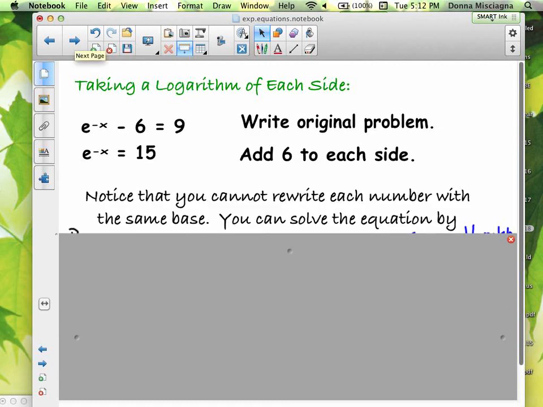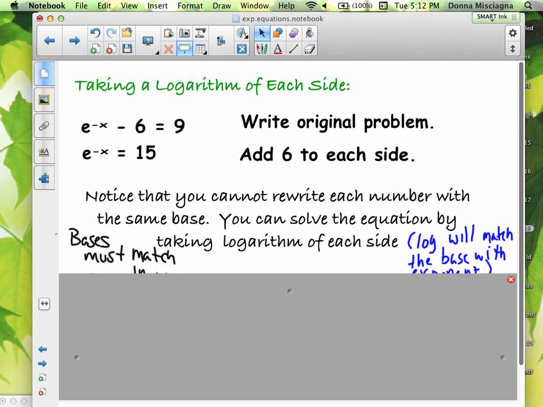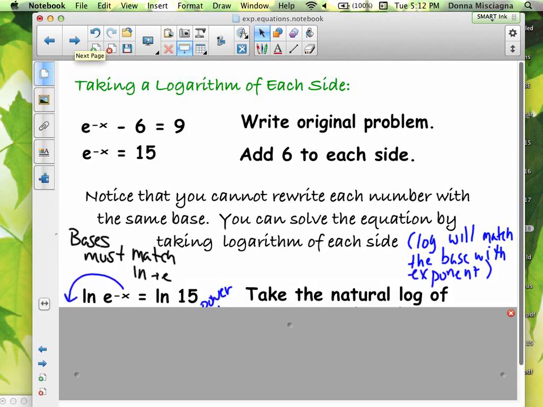And notice that you can't rewrite the number to have the same base. You can't write 15 as e to a power. e is an irrational number, and you certainly can't write e as 15 to a power. So you can solve the equation by taking a logarithm of both sides. You can't rewrite the number to have the same base, but you can solve by taking a log.